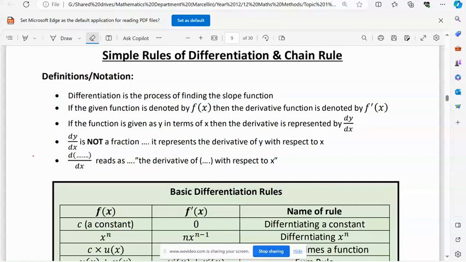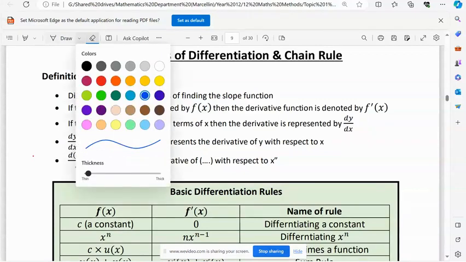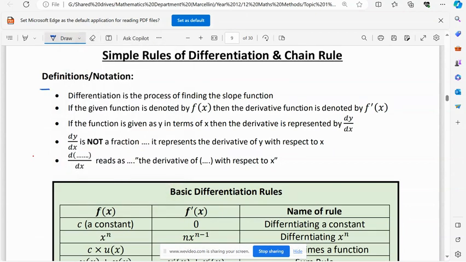Okay, this video will go through the simple rules of differentiation. You've probably covered a lot of this already, so I will go through some parts quickly, but certainly you can pause it anywhere along there if you need to. So just note the notation. If you start with f(x), there's the derivative. If you start with y, there's the derivative.